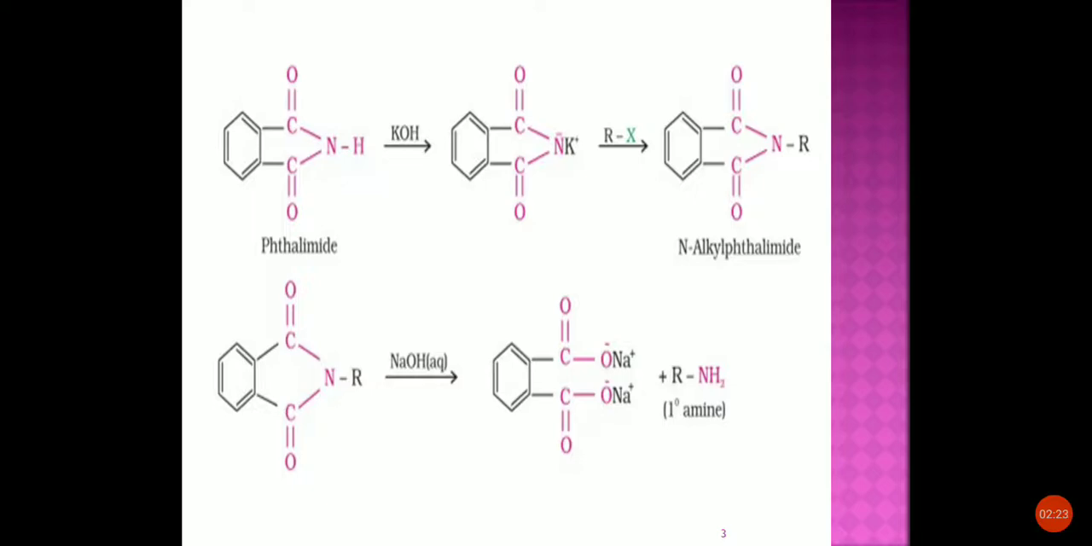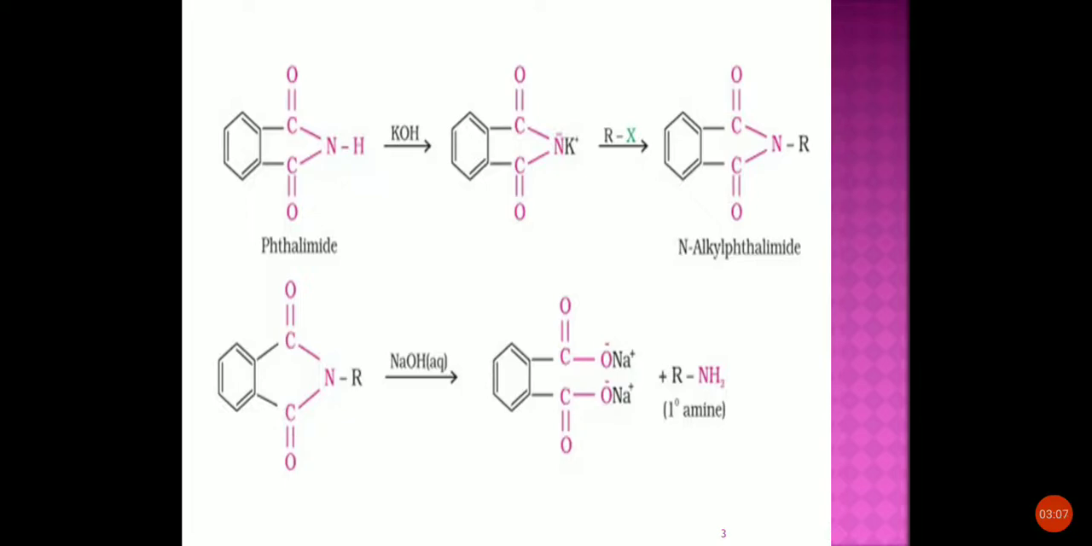So let us see the equation. The first compound is phthalimide, that is benzene ring with CO, NH, CO. That phthalimide on reaction with KOH gives the potassium salt of phthalimide. Instead of H in the phthalimide, you get K. The second compound is the potassium salt of phthalimide, that is benzene ring with CO, NK, CO. That on reaction with RX, that means alkyl halide, gives N-alkyl phthalimide. That means the potassium is replaced by R, the alkyl group.